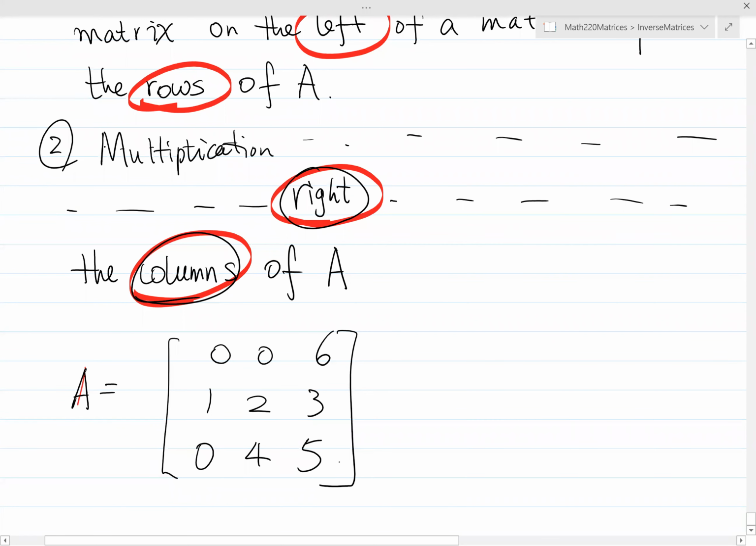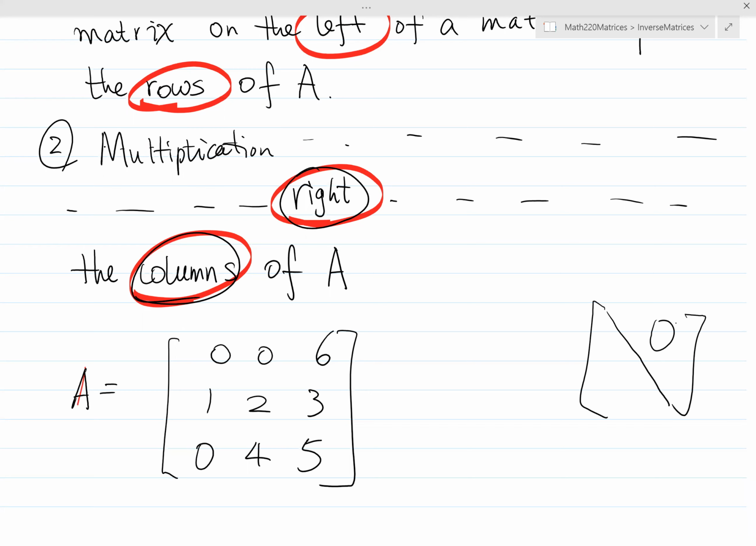What does lower triangular mean? Lower triangular means above the diagonal, everything is 0. So every non-zero entry should lie below the main diagonal. So on the upper side of the main diagonal, every entry is 0.